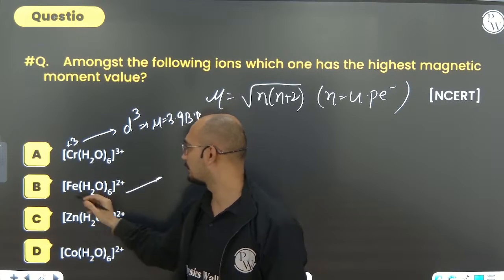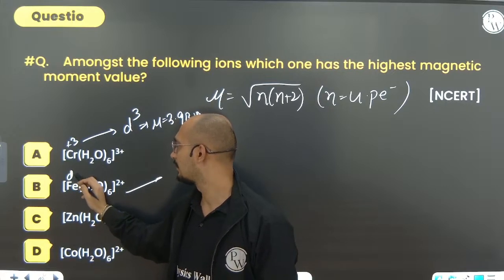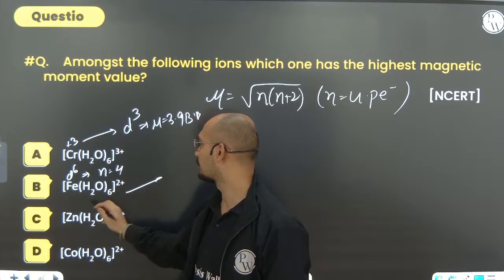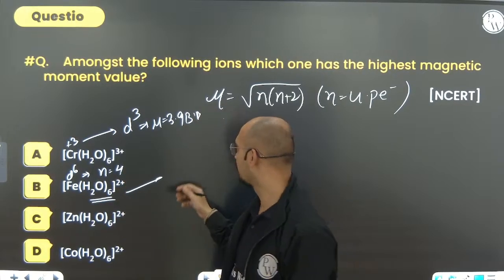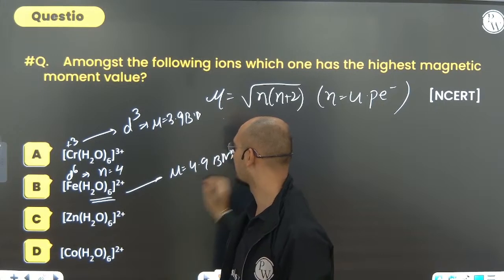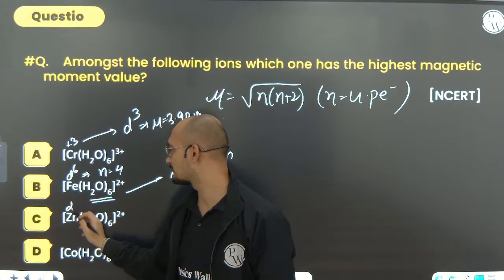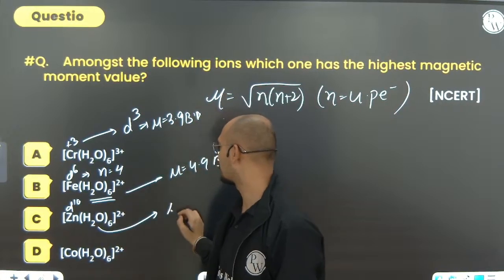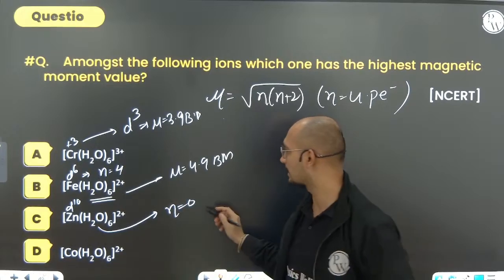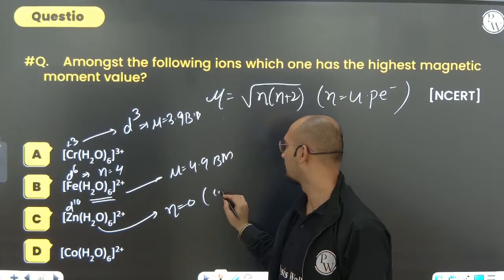What about that Fe plus 2? Here Fe plus 2 means d6. So therefore how many unpaired electrons are there? 4, because it is weak field ligand. Not a big deal. So therefore mu is equal to 4.9 Bohr magneton. What about this zinc plus 2? Here it is d10. So the number of unpaired electrons is how much? 0, because d10 में सारे के सारे pair up हो जाएंगे. So therefore mu will be equal to 0.